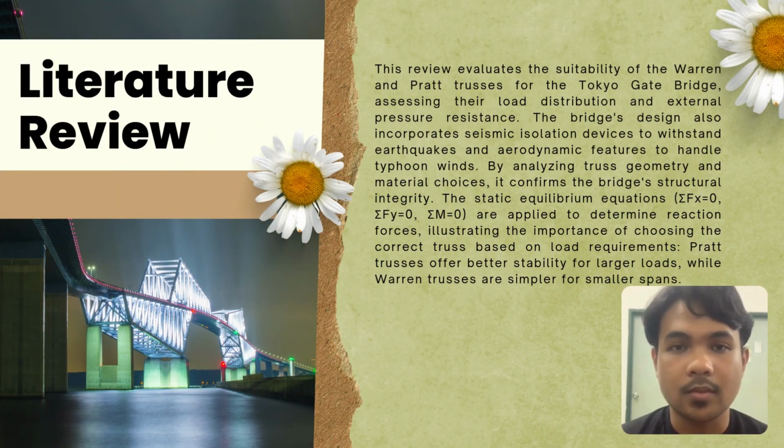So in summary, Warren trusses offer simplicity for shorter spans and lighter loads, while Pratt trusses excel under greater loads and longer spans, providing enhanced stability. The Tokyo Gate Bridge leveraged the strengths of both designs to meet its structural requirements.